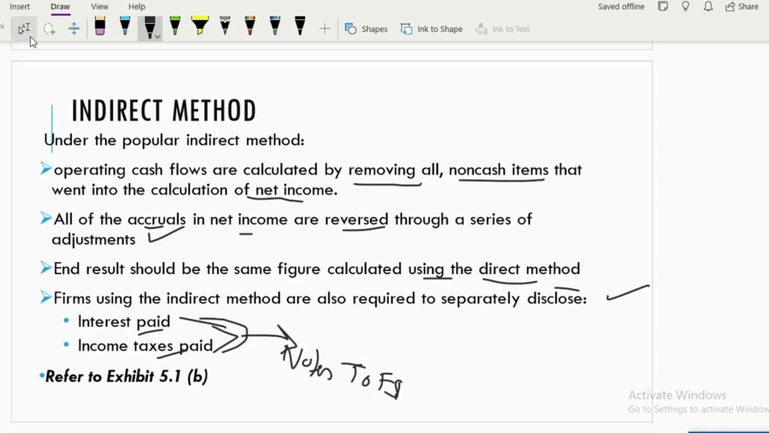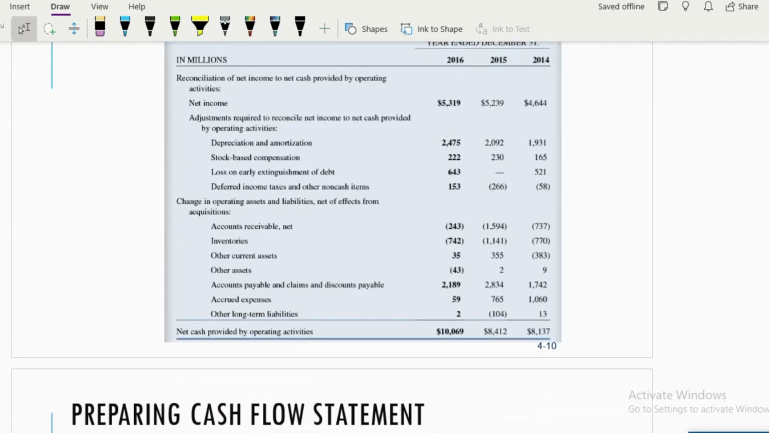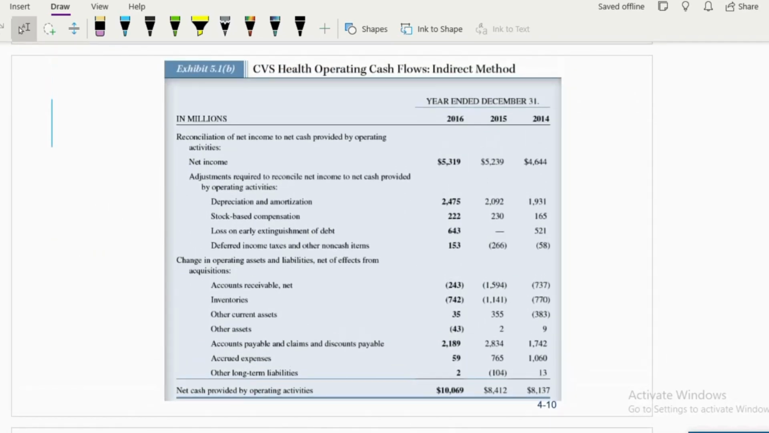so let's move on to how the indirect method cash flow statement from operations looks. This is again the CVS company, a health care organization, and I showed you before its direct method calculation. Now here is the indirect method calculation. You can see we start from the net income and then we adjust the net income to bring it equal to the operating cash flow.